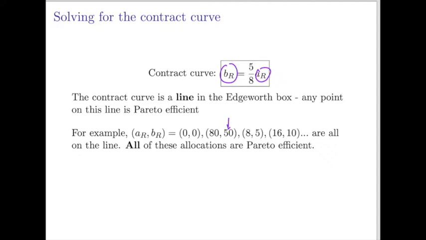Or if you give all the apples to Rob, which is 80 of them, how many bananas should you be giving him? Well, you should give him all of them, which is 50. Or if you just gave him 8 apples, well, you should give him 5 bananas, and so forth. We could find a whole bunch of allocations that are Pareto efficient. So, of course, this is just telling us what Rob gets, but the resource constraint then tells us what Friday gets.